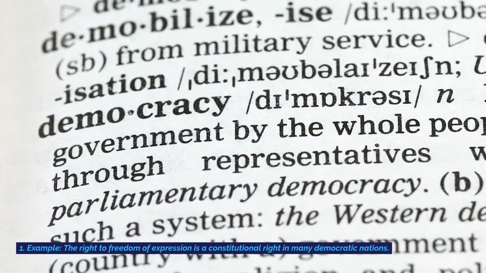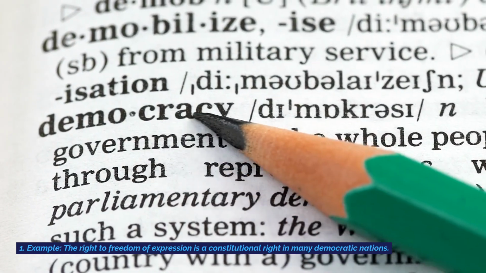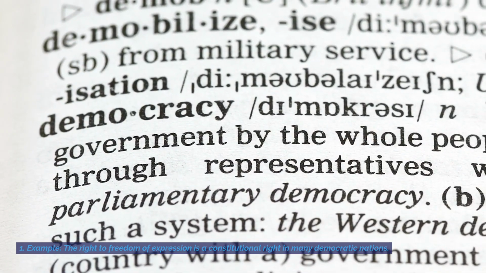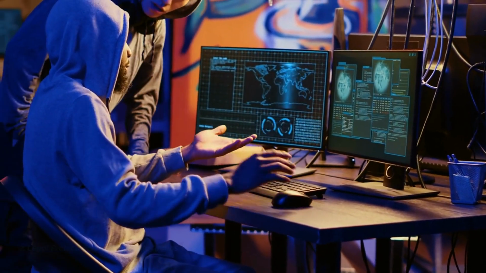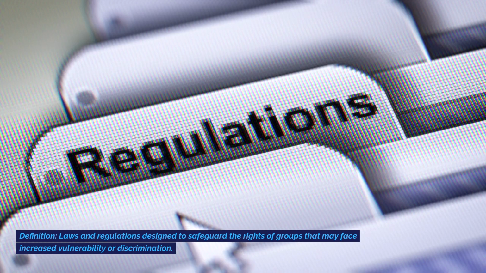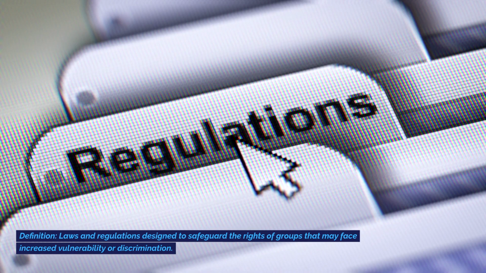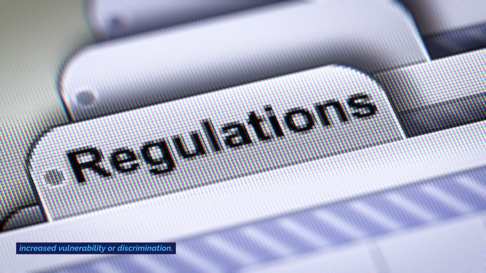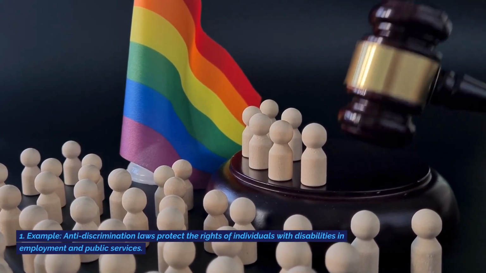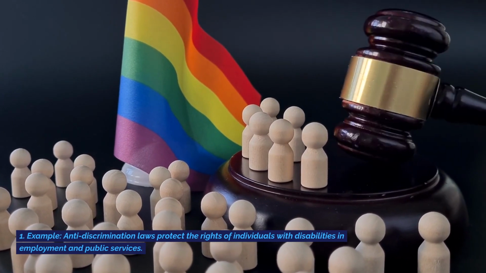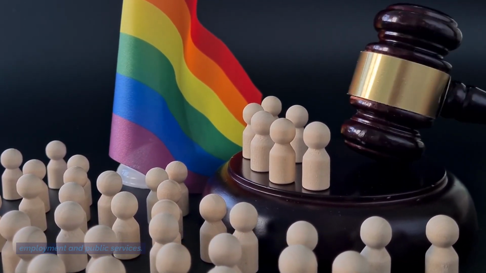2. Constitutional rights. Definition: rights protected by a country's constitution, ensuring the basic freedoms and protections of its citizens. 1. Example: the right to freedom of expression is a constitutional right in many democratic nations. 2. Legal protections for vulnerable groups. Definition: laws and regulations designed to safeguard the rights of groups that may face increased vulnerability or discrimination. 1. Example: anti-discrimination laws protect the rights of individuals with disabilities in employment and public services.